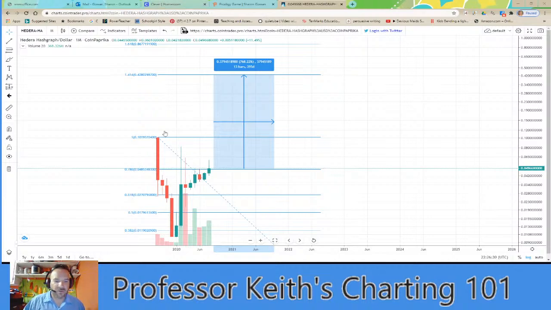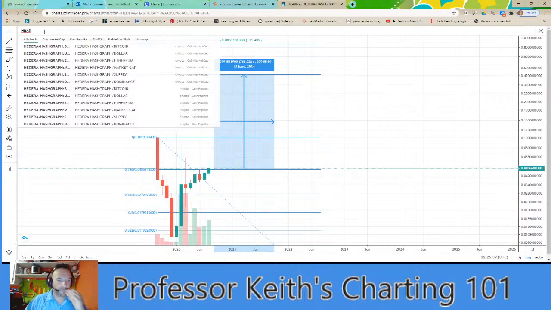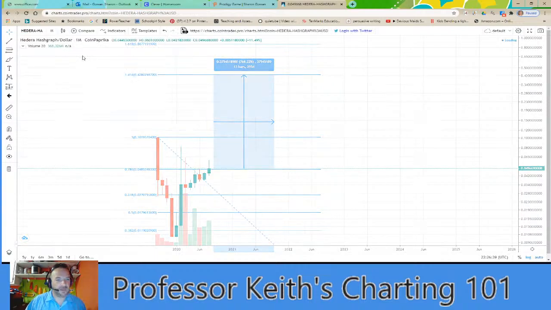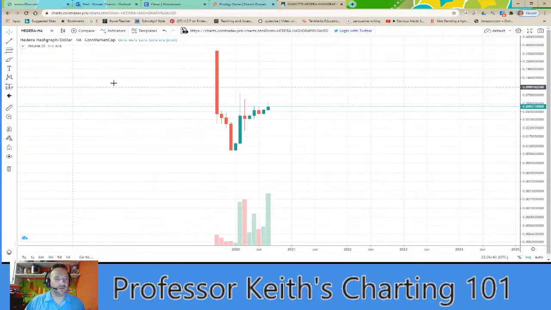Coin market cap chart. That's what I was doing, wasn't it? Or am I an asshole? H-bar. Coin market cap dollar. That's what it was. I didn't have it in log mode, and I'm an asshole.